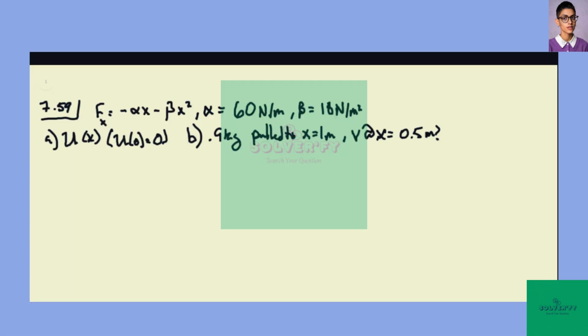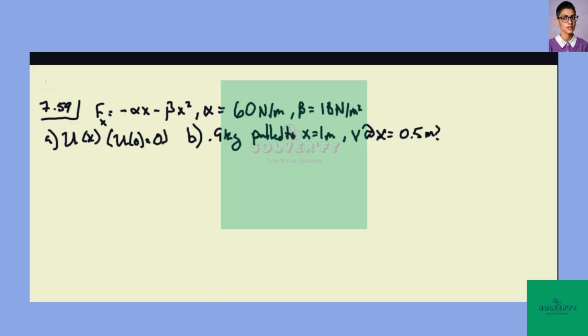And then we imagine we have a 0.9 kilogram mass that's pulled 1 meter away from its equilibrium position, 1 meter to the right, and then let go. And then we want to know what the velocity of that mass will be when its x position is half a meter.